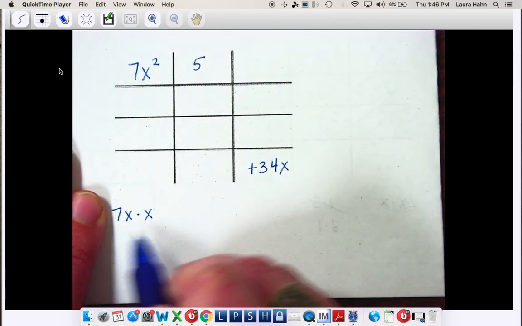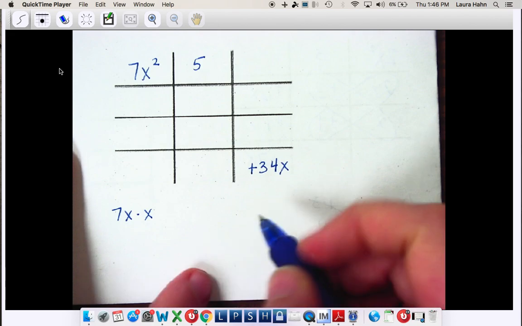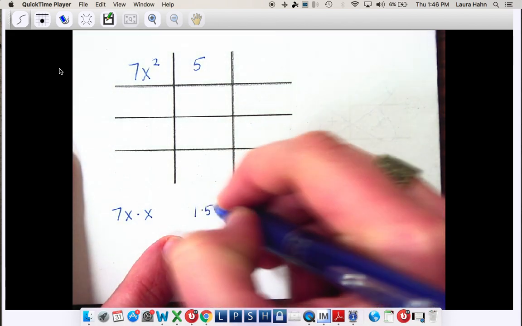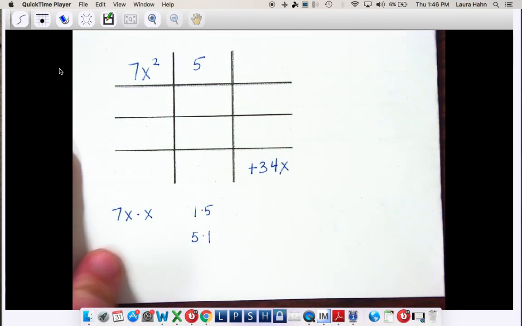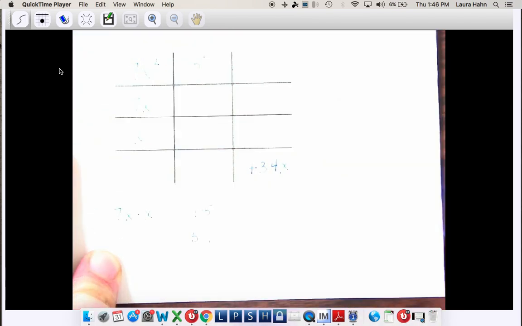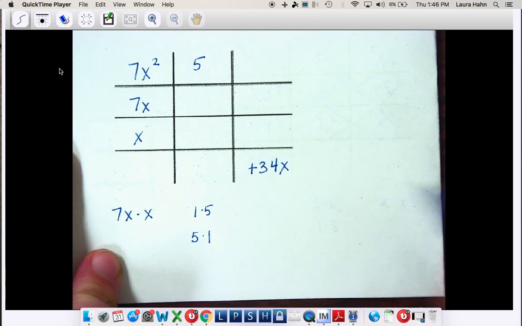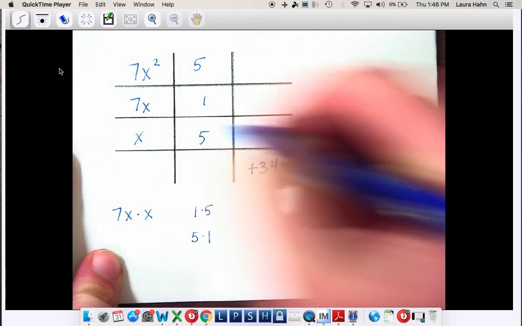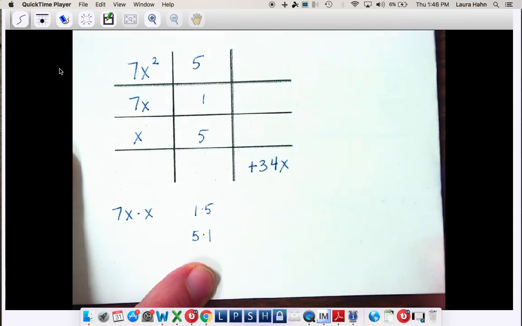Remember, I don't have to do it vice versa. But in this one, I will. The factors of 5 are 1 times 5 and 5 times 1. So let's fill in my factors. 7x times x. And let's try the first one. 1 and 5. From here, I multiply across.